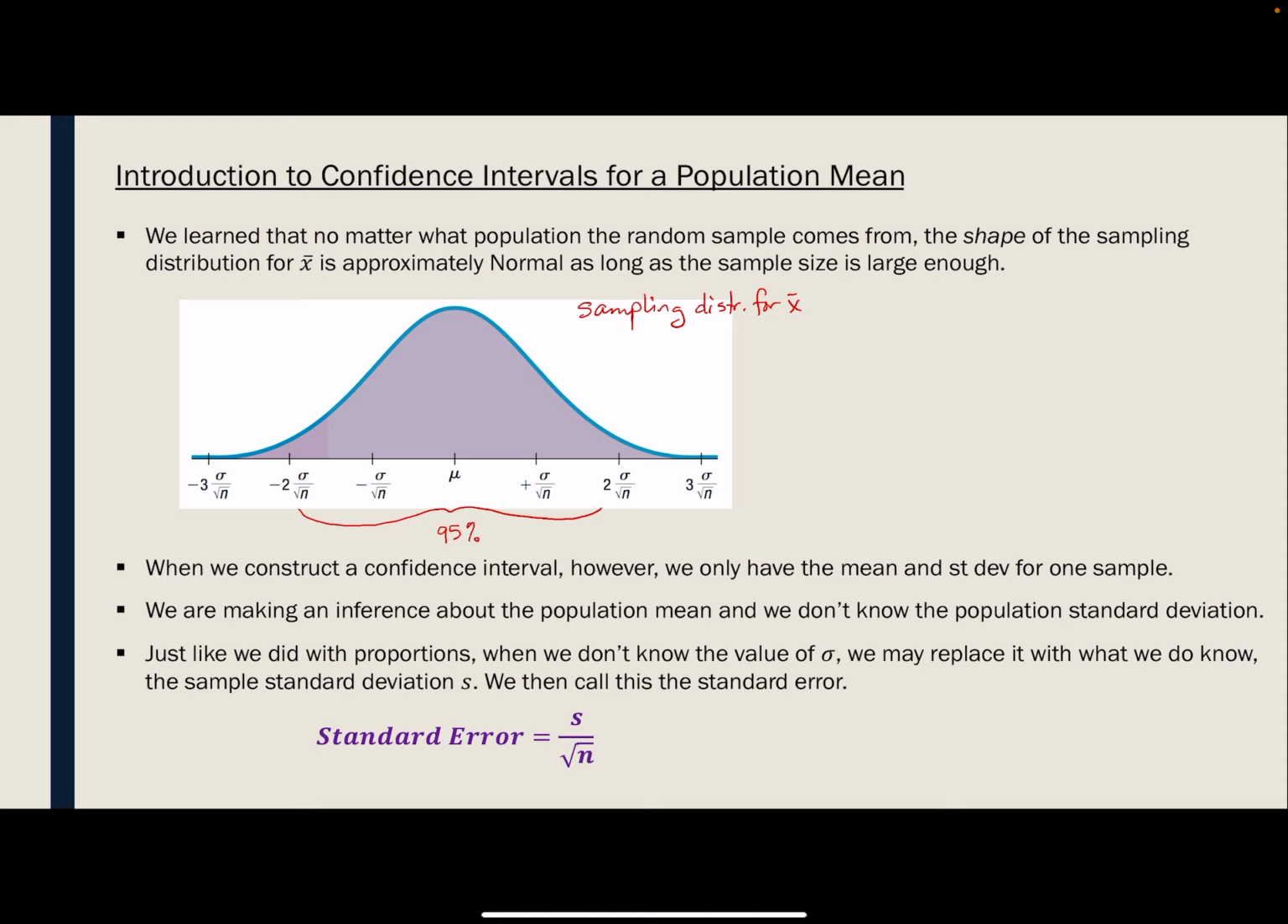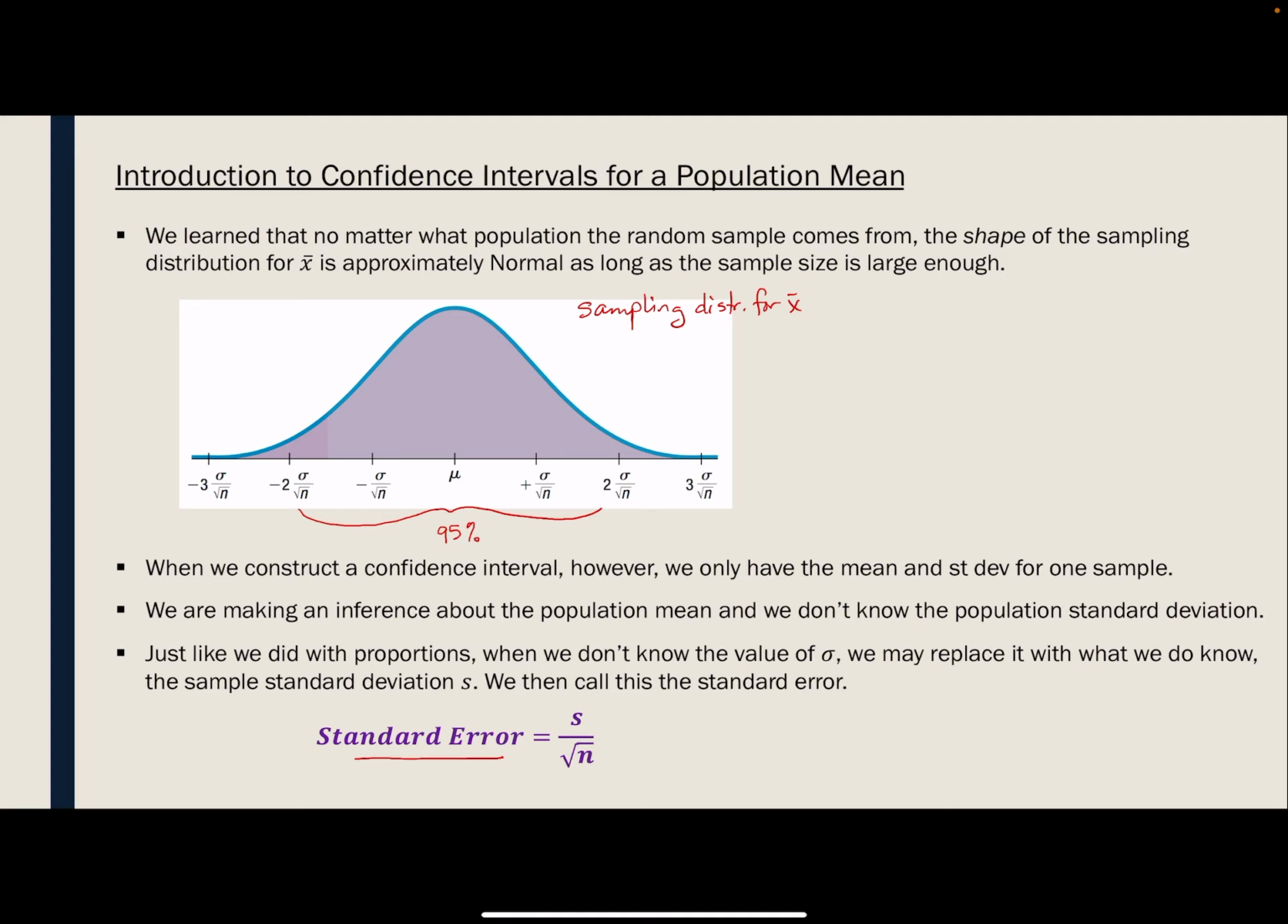The only problem is that when we calculate the standard deviation, we're using the population standard deviation. But if I'm taking a sample, I don't have the population mean or standard deviation. I only have the sample mean and the sample standard deviation. So just like we did with proportions, I'm going to use what I have, which is the sample standard deviation. And so instead of calling it a standard deviation, we call it a standard error. And we use the sample standard deviation divided by the square root of n.